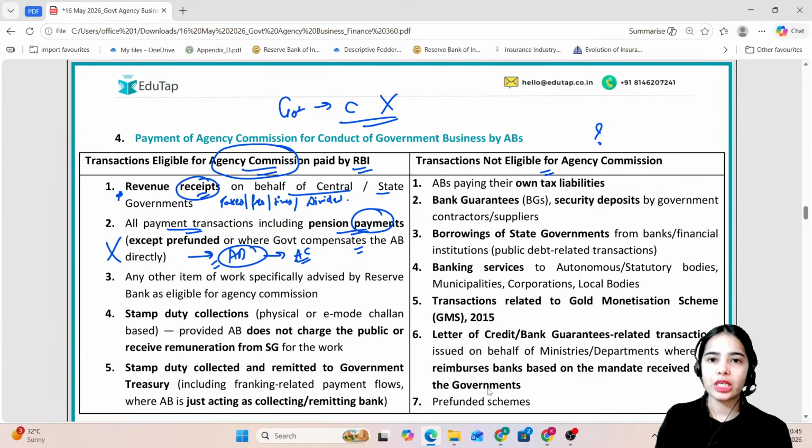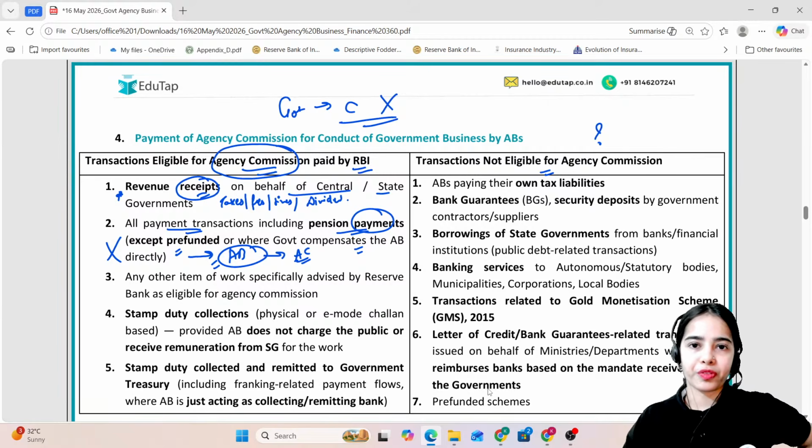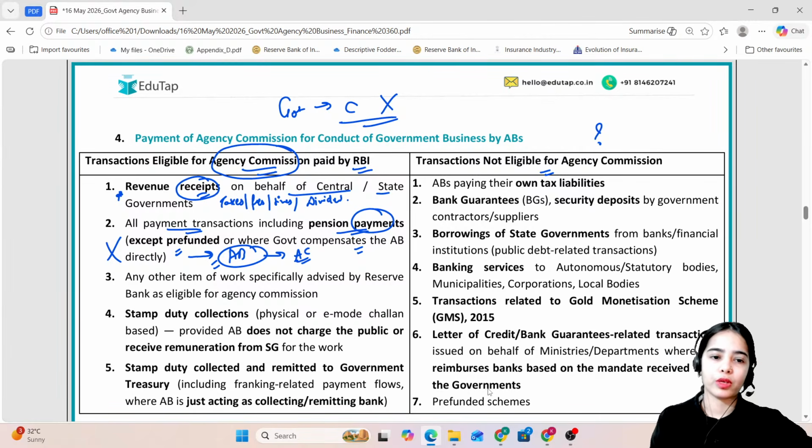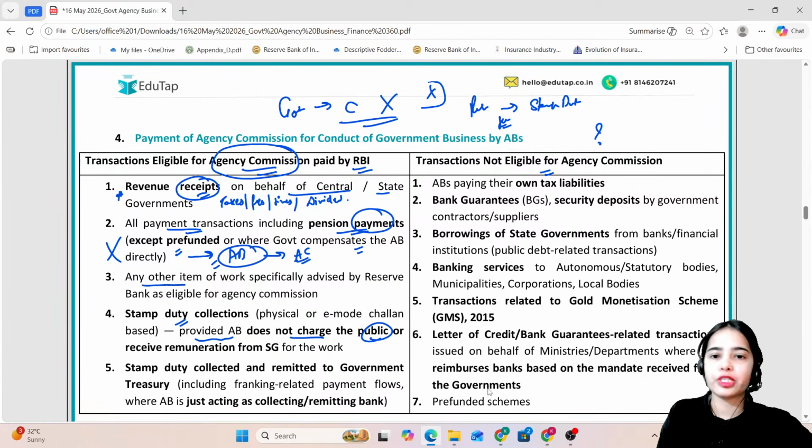So agency commission will be paid by the RBI for all the payment transactions undertaken by the agency banks, including the pension payments, except the pre-funded or where the government compensates the agency bank directly. So double compensation will not be provided, that from government also you take the compensation, and from RBI also. Any other item of work specially notified by the RBI, or stamp duty collections, physical or e-mode, provided the agency bank does not charge the public. Let's say from the public also you are taking the payment for the stamp duty, an additional fee, and from the RBI also you are asking for the agency commission. That cannot be done. If you have taken the fee from the public or the state government, then you cannot ask for the agency commission.